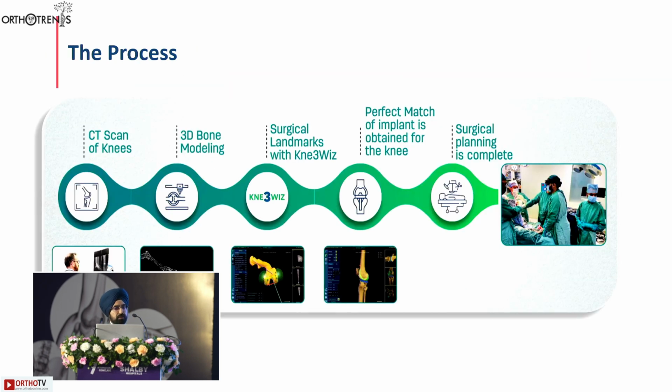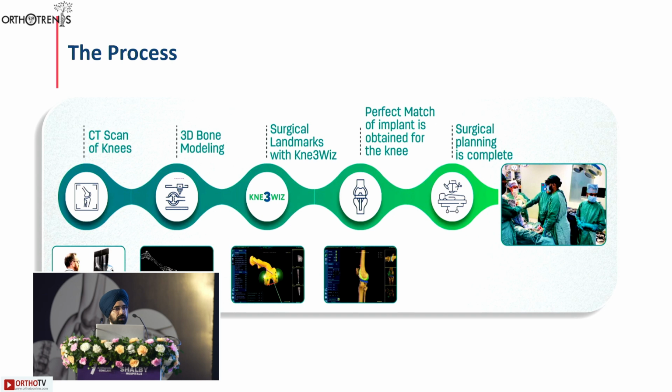So this is the process. First we get the DICOM files of the CT scan, then from the DICOM files we generate the 3D models. It is the surgeon who can plan on that bone model whatever cuts we need, whatever rotation we need. With the help of anatomical surgical landmarks, we can find the perfect implant match for a particular knee. We can go with any sort of alignment, mechanical, kinematic or functional alignment, by taking the cuts which we want.